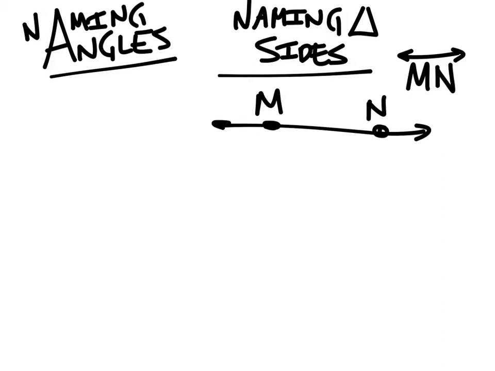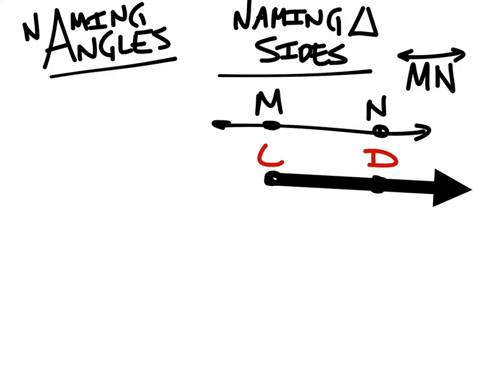But let's say that we only want it to go in one direction. Well, then we'd have something like this. And again, we could name it whatever we want. CD. Well, this is what we call a ray, because it has a beginning, and then it goes forever in one direction. So this is a ray, and it would be considered ray CD.